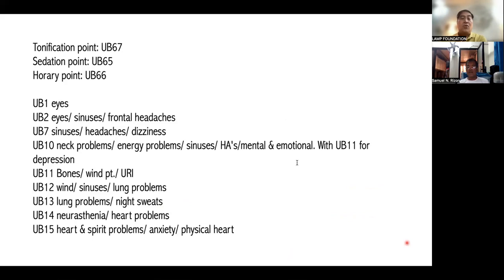Okay? So, the tonification point is bladder 67, sedation point is bladder 65, horary point is bladder 66. So bladder 1, kung marunong ka mag-needle, pero I know si Dr.